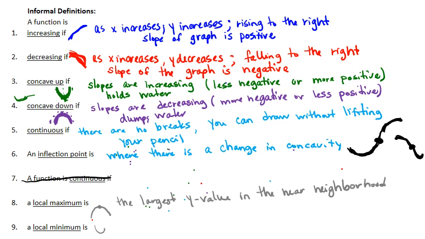Local minimum, it's just the opposite. It's the smallest y value. And notice again that maximums and minimums are y values, not ordered pairs, not x values. Everything else, when we talk about graph behavior, we do it in terms of x, in terms of the independent variable, except for maxes and mins. And we talk about maxes and mins in terms of y, the largest and smallest y value.